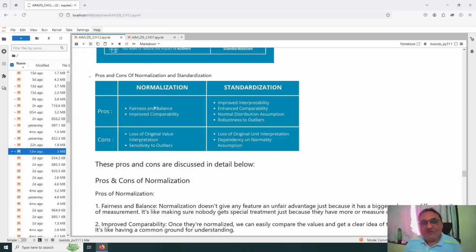Balance: there is something called the bias and variance trade-off in data science, and we are going to see that in much detail, because it is one of the key concepts. But that is the balance. That balance is also ensured using normalization.